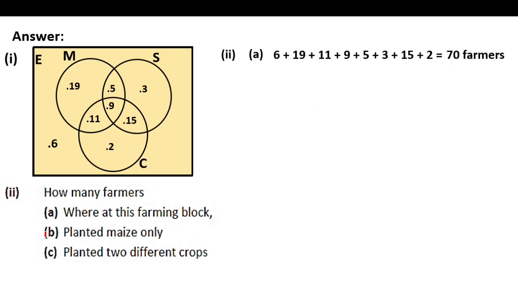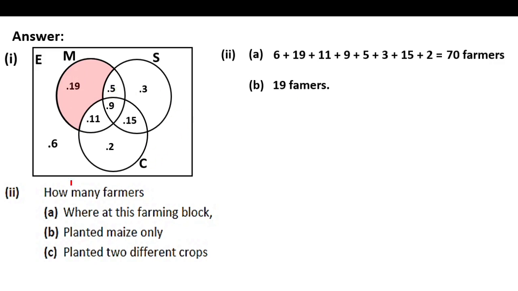Then B says, how many farmers planted maize only? So those that planted maize only are supposed to be where? Here. 19 farmers here planted maize only. They are here, so they are only 19. These never planted any other crop but maize only.